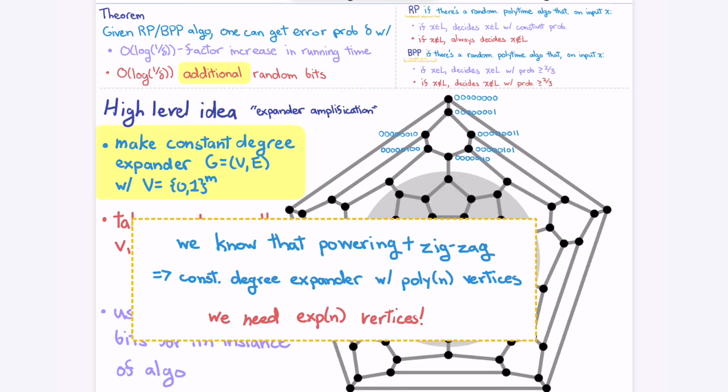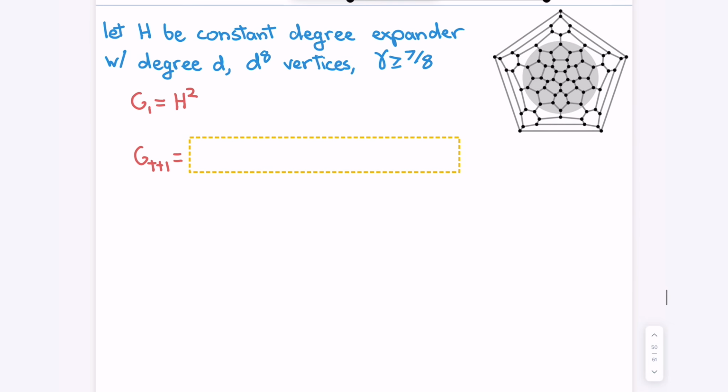Yeah, so powering is going to be good. What's the problem with the powering, though? The degree gets big. Okay, so you're first going to start with a constant degree expander with, I don't know, the spectral gap at least 7/8. Okay, and the degrees kind of match up nicely. Does anyone want to guess?